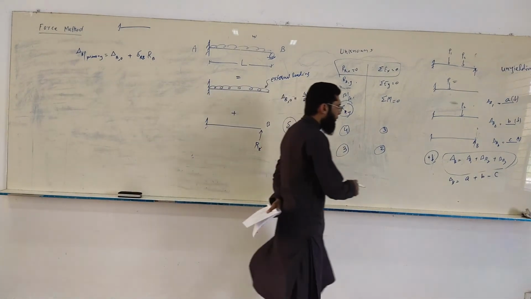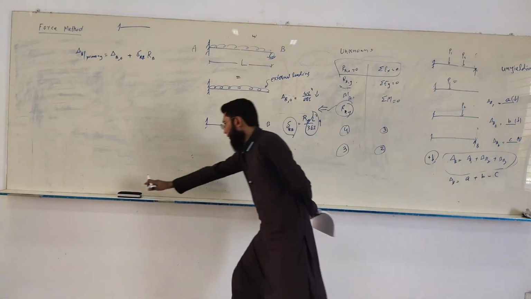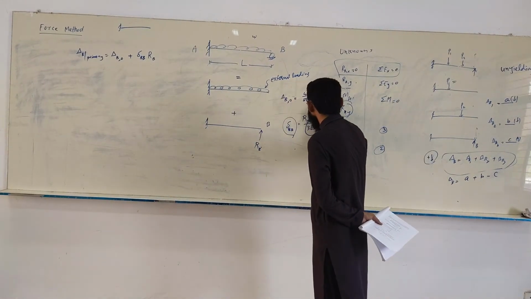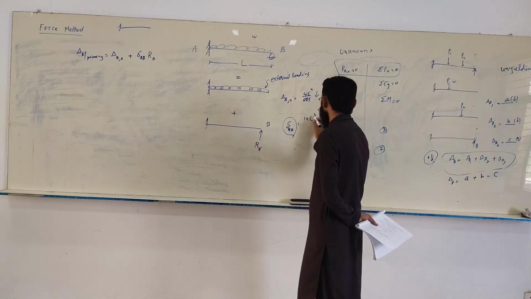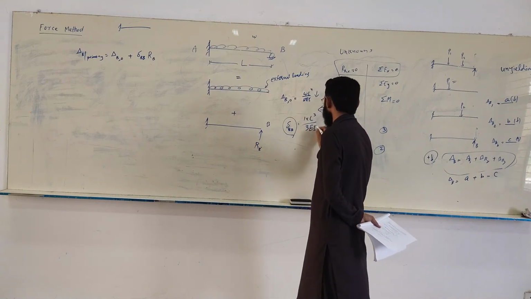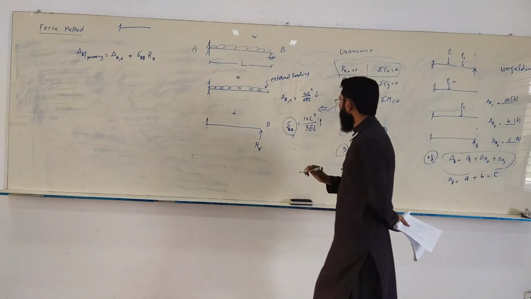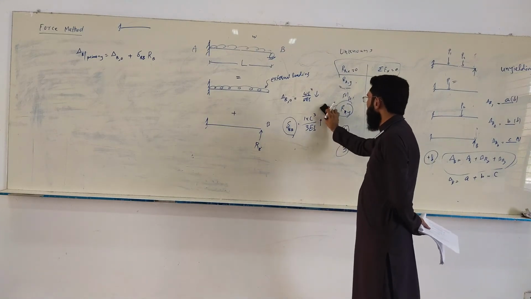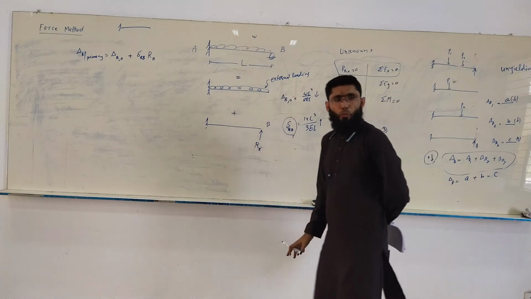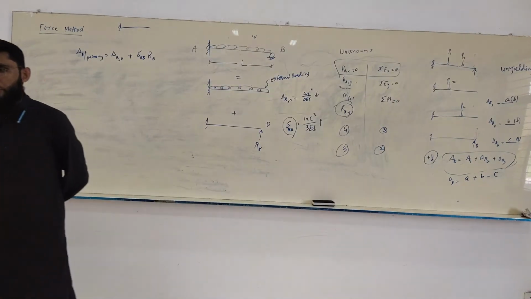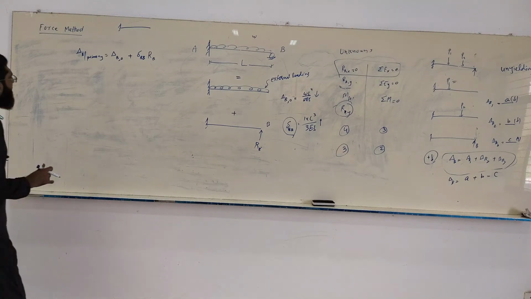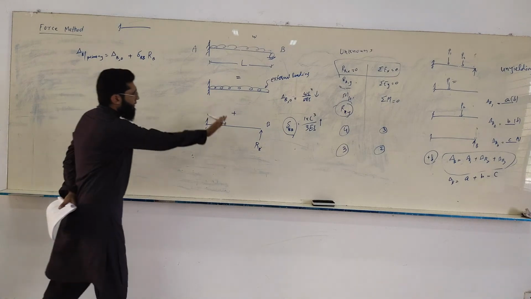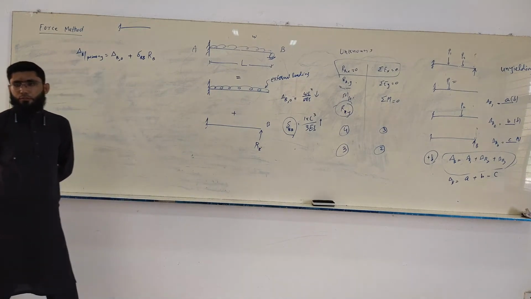But this is not how we do it. We prefer to do it in 2 steps. We consider a unit value of RB, and then we later multiply that value by RB. So the displacement is multiplied by RB, and you get the displacement due to the full value of RB. Now this is the delta B in the primary structure using the principle of superposition.